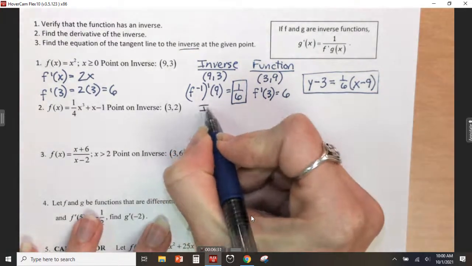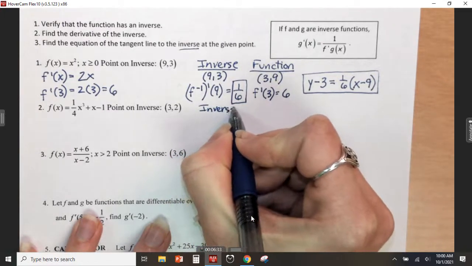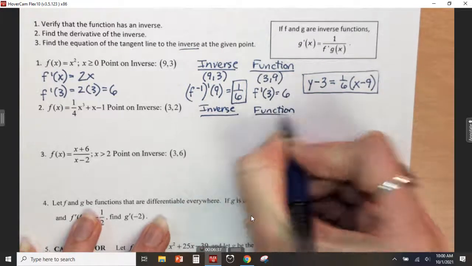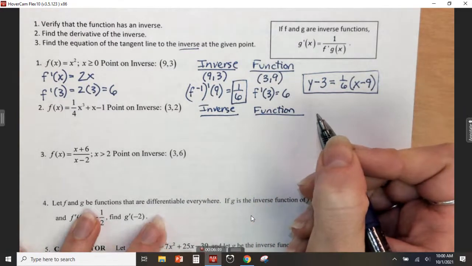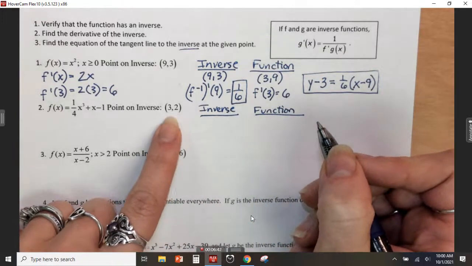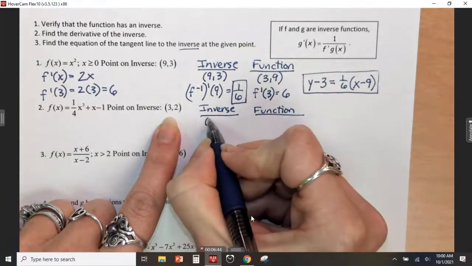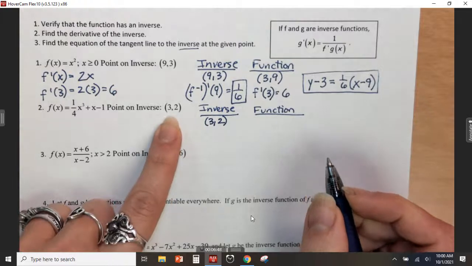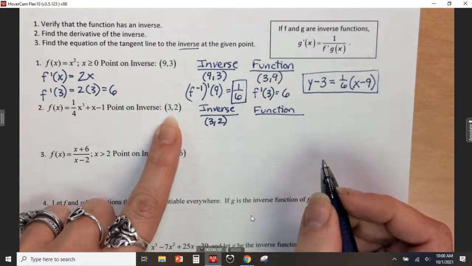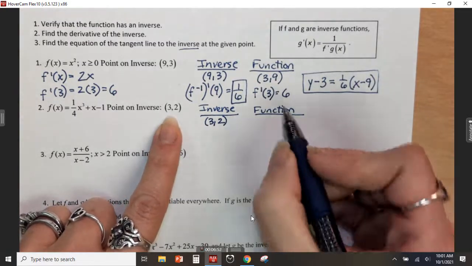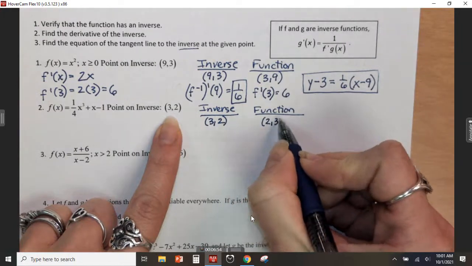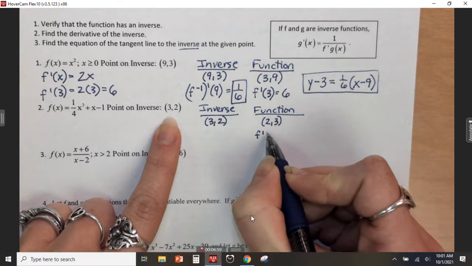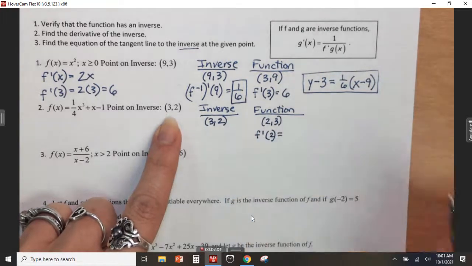We're going to do the same thing. We have a place for information about the inverse and a place for information about the function. So, they give me a point on the inverse. That point is (3, 2). What is the corresponding point on the original function? (2, 3). So now I want to figure out what f prime of 2 equals.